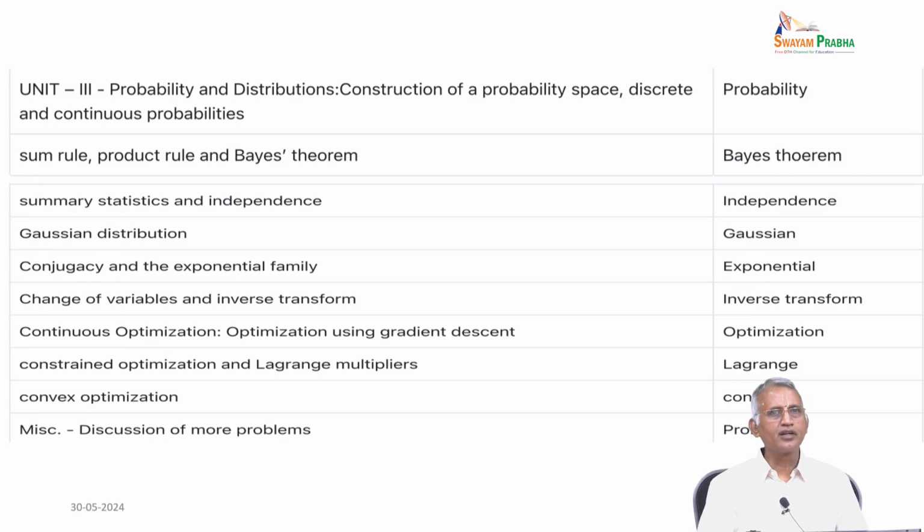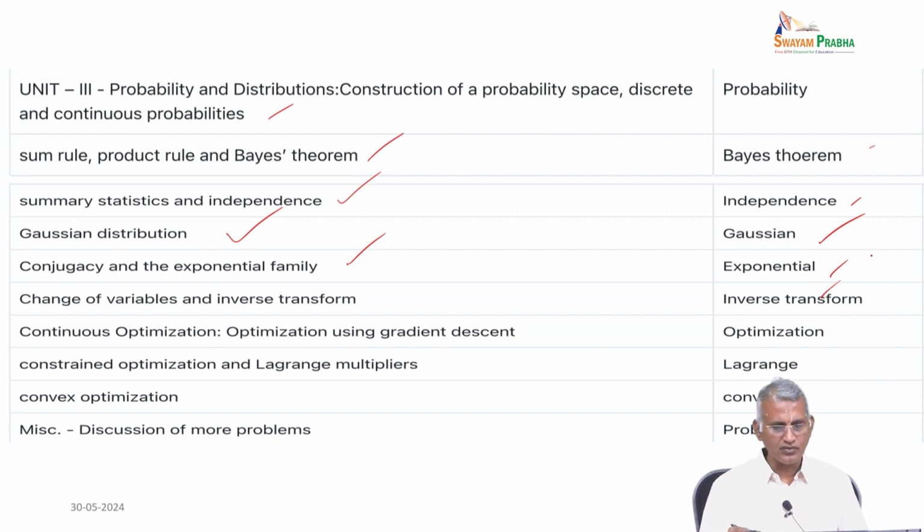Now, this unit consists of construction of probability spaces, discrete and continuous probability. Under the heading of probability, we have to discuss subunits: the sum rule and product rule and Bayes theorem, summary statistics and independence, Gaussian distribution, conjugation and exponential family, change of variables and inverse transformation.